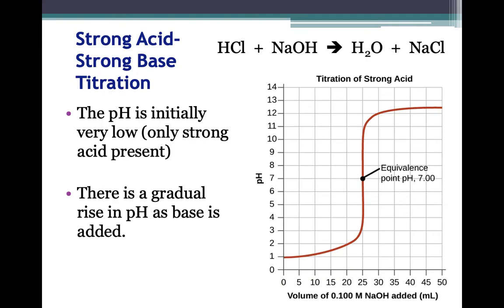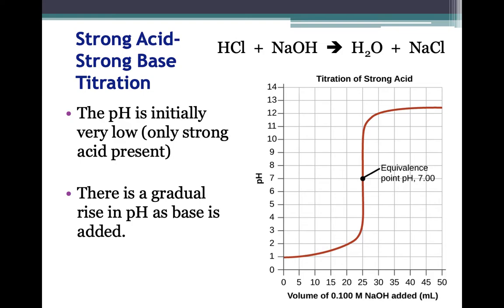Here's an example of a titration with a strong acid with a strong base, hydrochloric acid with sodium hydroxide. And the pH is initially very low, and it would depend on the concentration of the acid where this would start in terms of pH. And then we would have a gradual rise in pH as we are adding base. The base would be in the burette, and the acid would be in the Erlenmeyer flask below it.